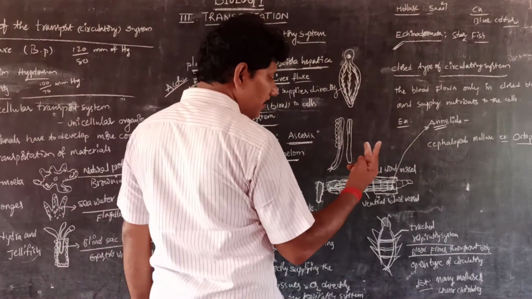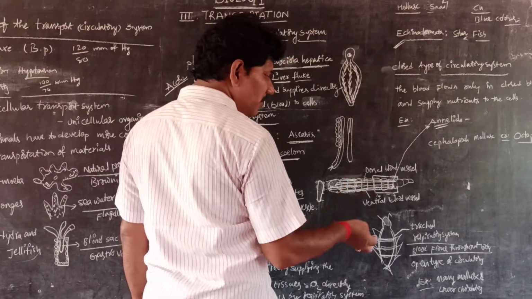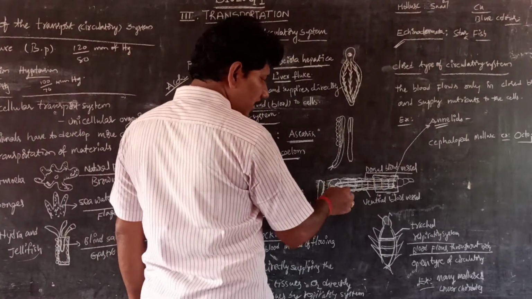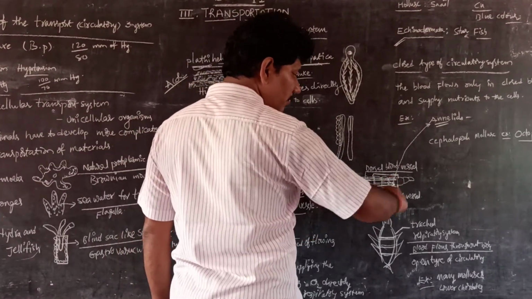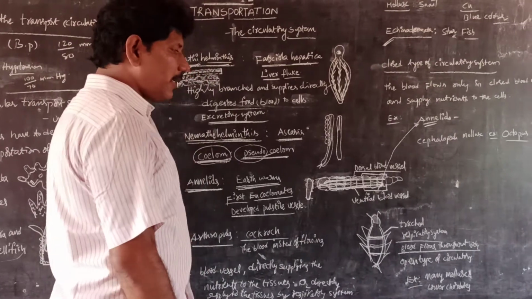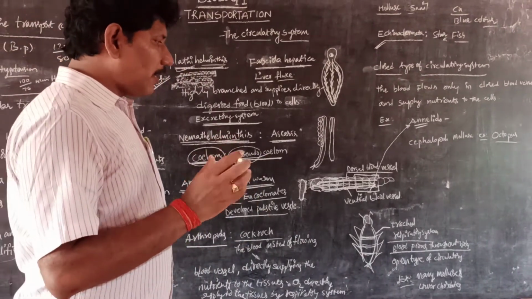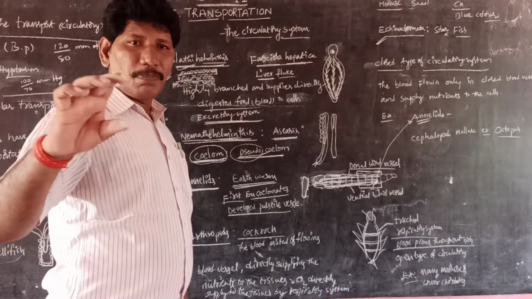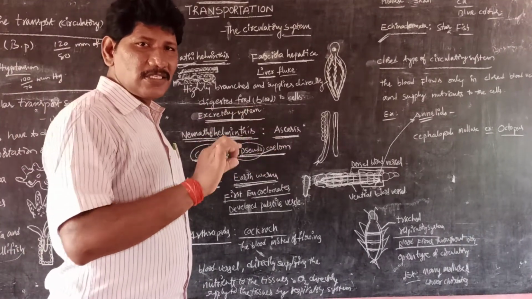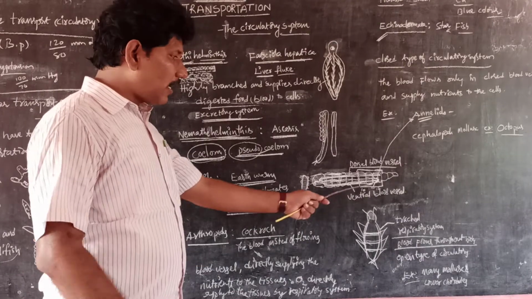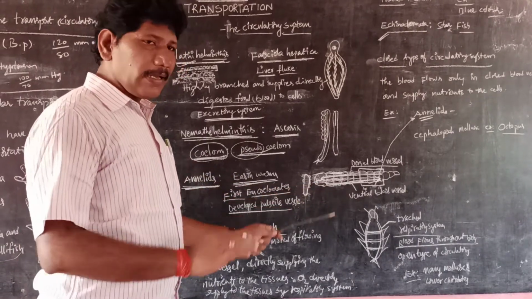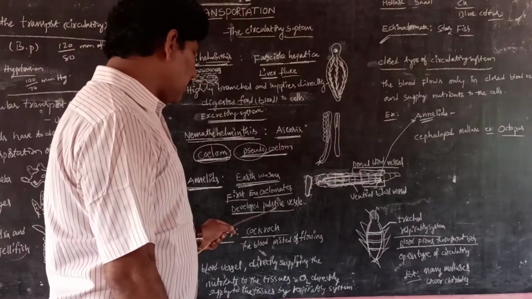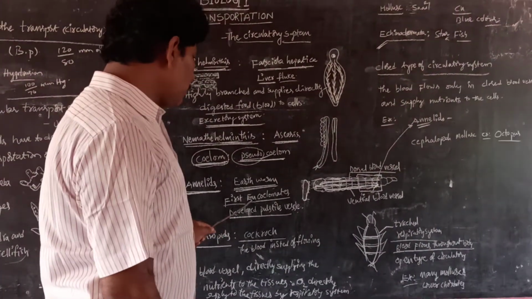For the first time, two types of blood vessels are there. One is the dorsal blood vessel, the second is the ventral blood vessel. So this is the first pulsate blood vessel. Pulsate means the blood flows in closed pipe-like structures called blood vessels, with a vibrating movement. So this is the circulatory system of annelids.